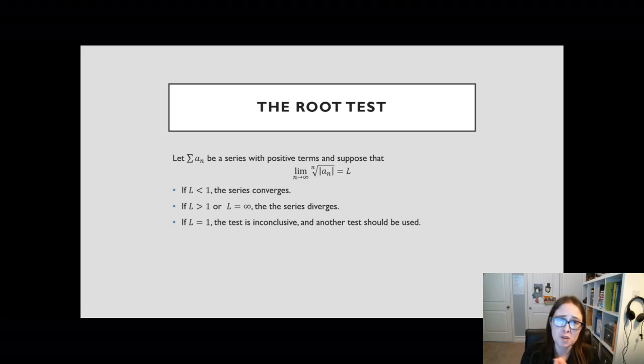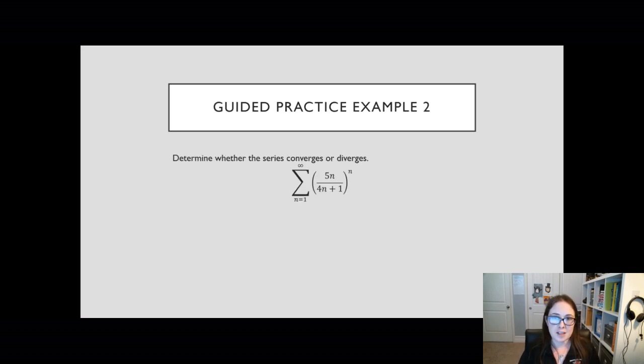Now, as far as when to use this, this one's a great one to use if you have an nth term that is to the nth power. So if everything in there is to the nth power, when you plug it in here, the nth power and the nth root cancel, and you get something simpler to work with. So that's usually when I use this test. And so here's an example of just that.